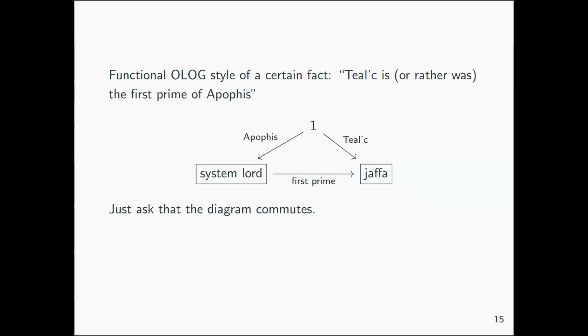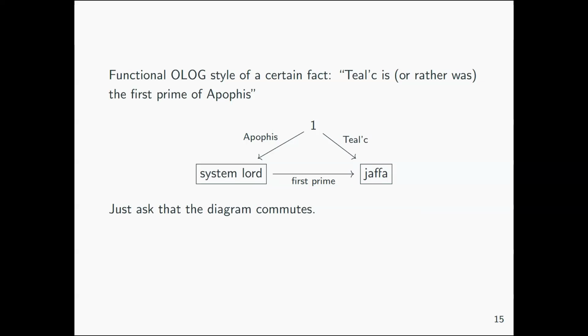Now, let's say we want to assert a fact. Every system lord has a first prime, which is like the leading warrior among all of his Jaffa armies. And so there is an attribute here, system lord to Jaffa, first prime, thinking of every system lord having one first prime. And so I'm going to assert the fact that Tilk is first prime of Apophis. That is just to require this diagram to be commutative. So this is the functional way of doing things, and this makes perfect sense.